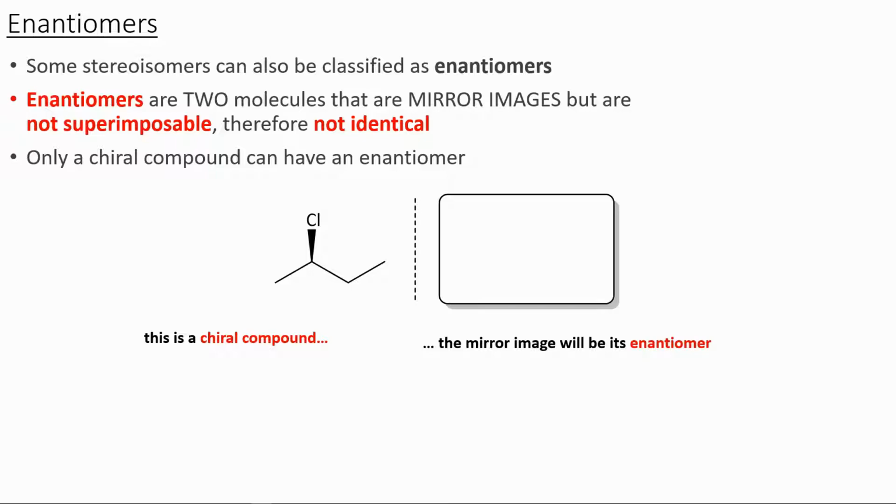So the relationship between 2 molecules of this nature is called a pair of enantiomers. Enantiomers are 2 molecules that are mirror images but not superimposable, therefore not identical. And for a molecule to have an enantiomer, it must be a chiral compound.